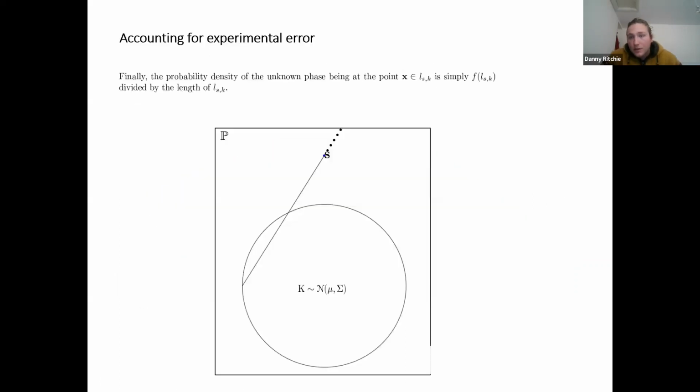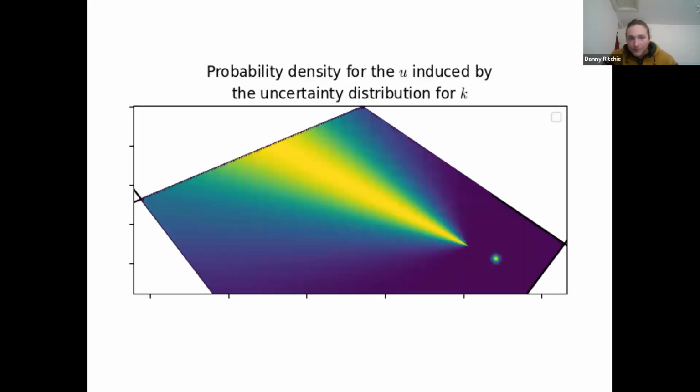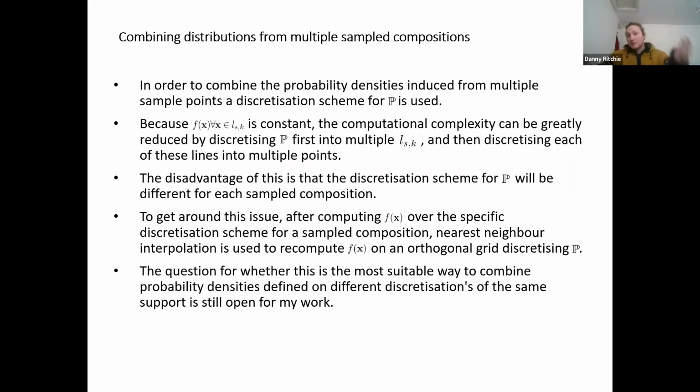However, when I'm calculating the distribution over a discretized grid, the discretization scheme I use is unique to each sampled point. This is because I can greatly reduce the computational complexity. As I've gone through here, each point X belonging to the line LSK will have the same probability density. And so I initially discretize P into a set of lines LSK, and then I discretize each of those lines into a set of points.